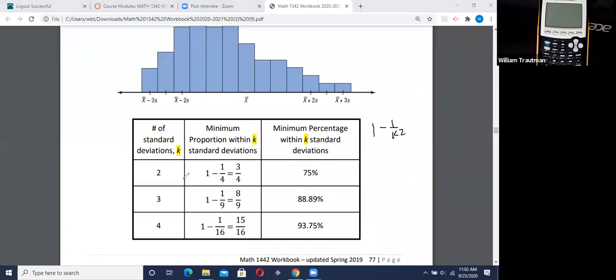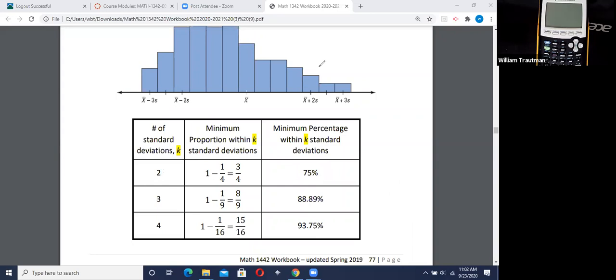So if we put a 2 in for k, we get 1 minus 1 over 2 squared. 2 squared is 4, 1 minus 1/4 is 3/4, and when I put it in my calculator it's 0.75, or 75%. Uh-oh, my pen just messed up again. How does that happen? I might have to buy another one.